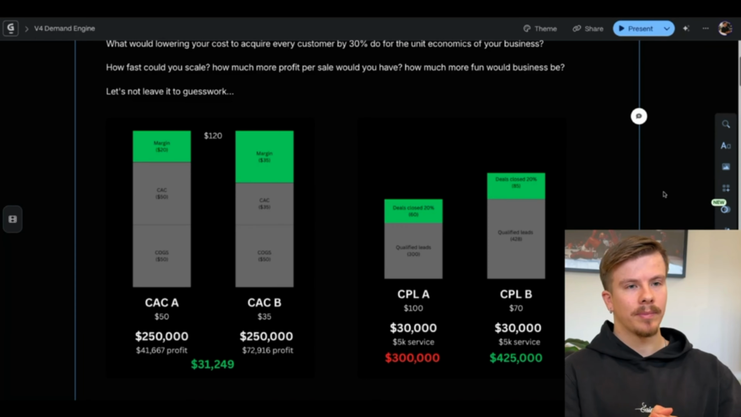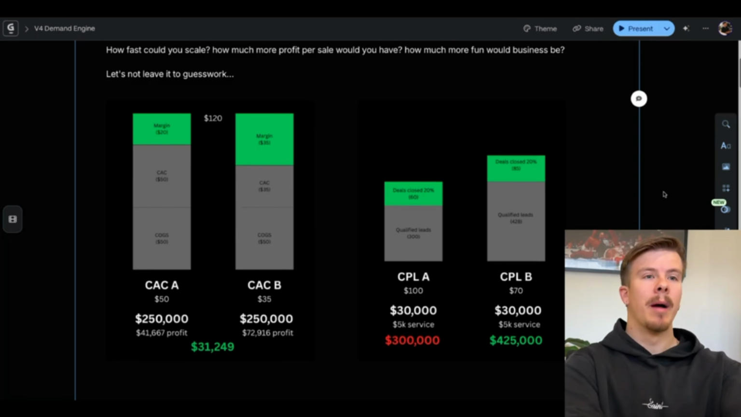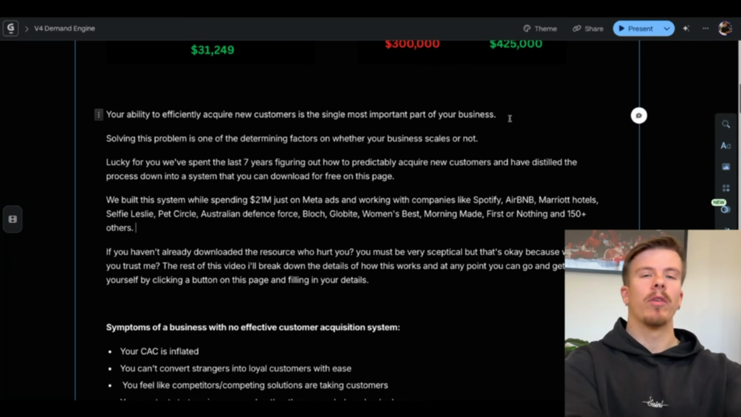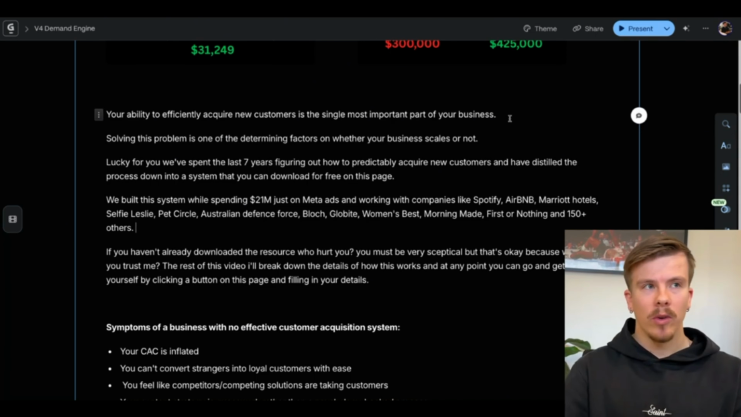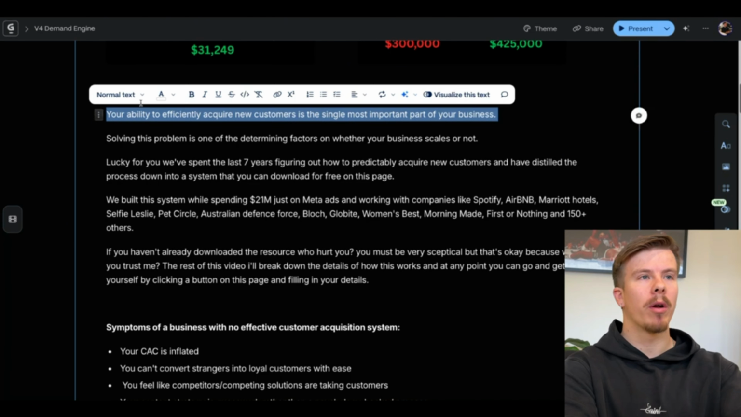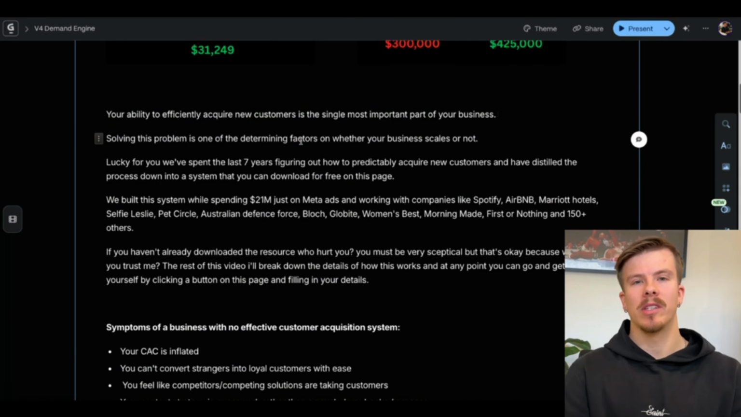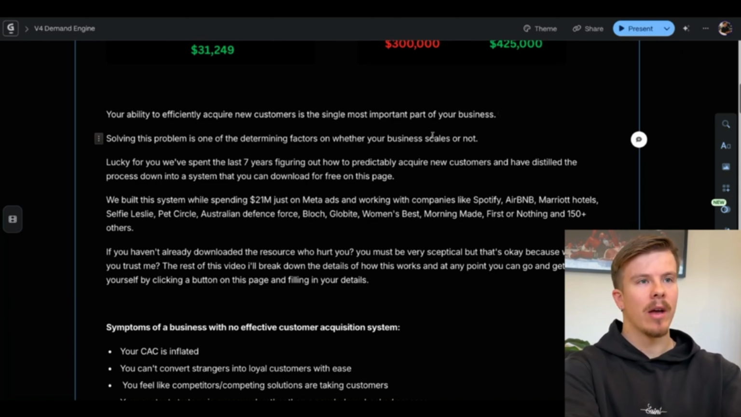So regardless of the business model you're in, this is one of the most impactful metrics that we can attack. It's also one of the hardest, but that's all right because we've spent a lot of time figuring this out. So I want to reiterate, your ability to efficiently acquire new customers is the single most important metric of your business. Solving this problem is one of the determining factors on whether your business scales or not. Well, I wouldn't even say scales, I would say survives. If you can't efficiently acquire customers, why are you in business, right?